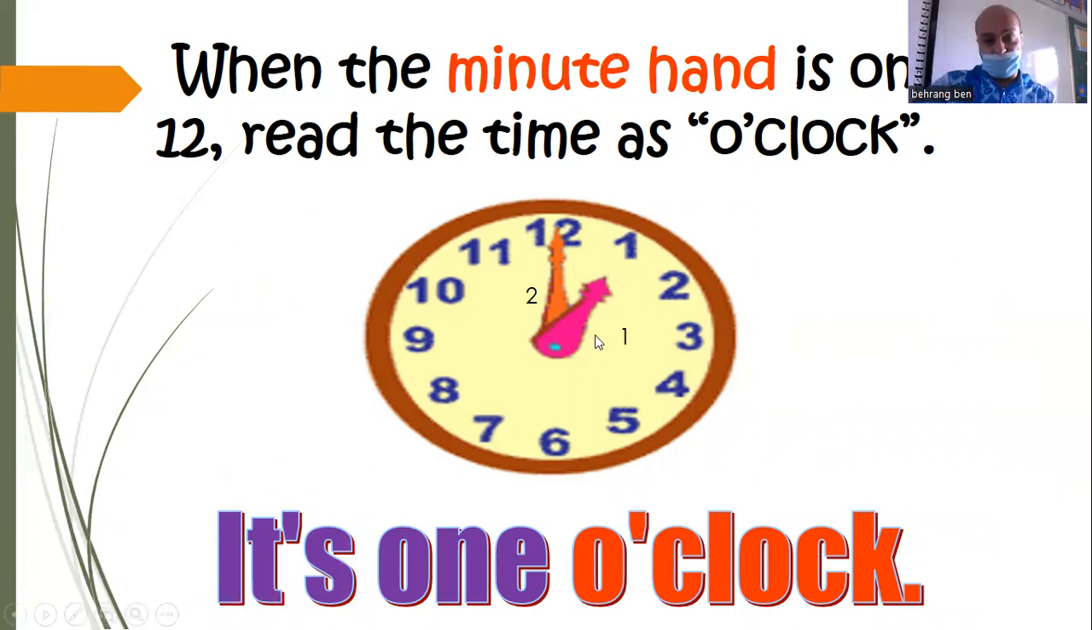Then look at the clock, read or say the number that the short hand of the clock is showing. Here is 1. It's 1. And look at the long hand of the clock, which shows the minute. If it's on 12, after the hour, you just easily say o'clock.